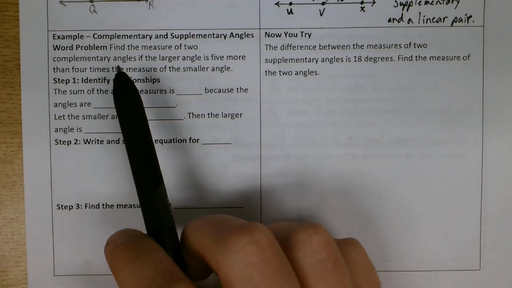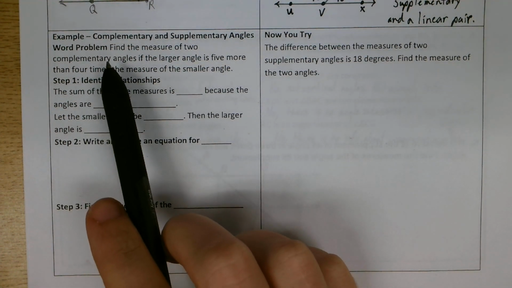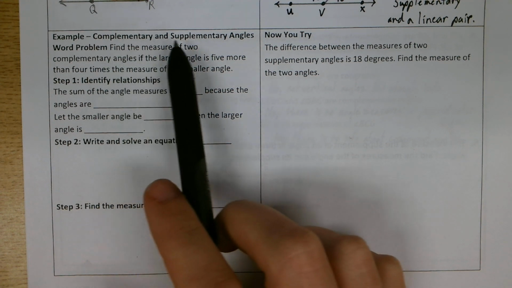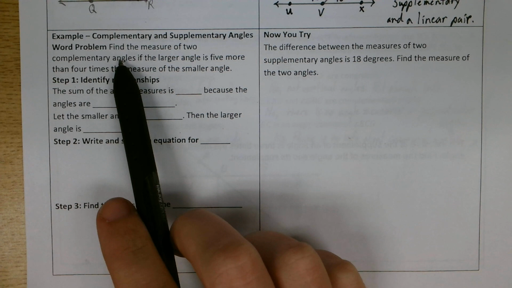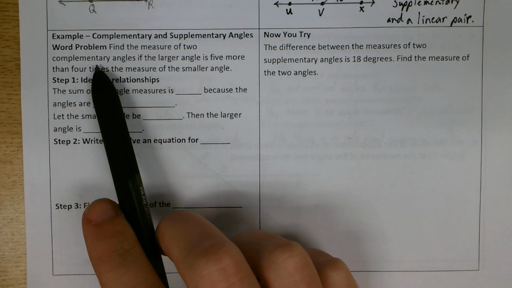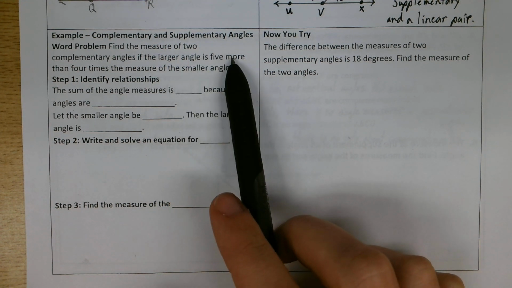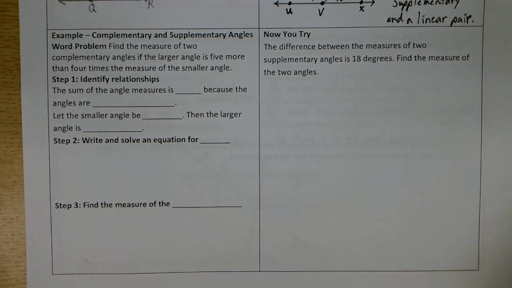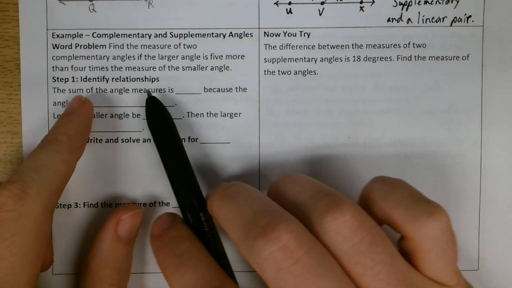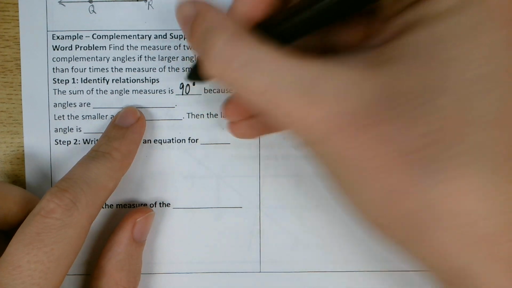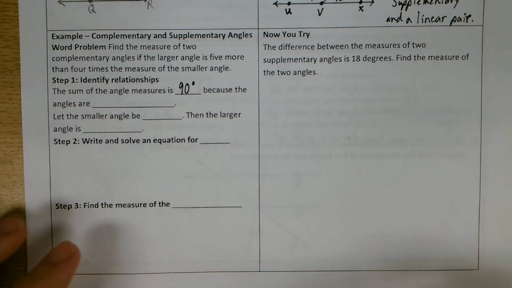For complementary and supplementary angles, the word problems had to deal with this sort of statement here. We are going to be asked to find the measure of two complementary angles, two angles that add to make 90 degrees, if the larger angle is 5 more than 4 times the measure of the smaller angle. We're going to start off by identifying the relationships in this problem. The sum of the angle measures, the sum of our two angles, is 90 degrees because the angles are complementary.